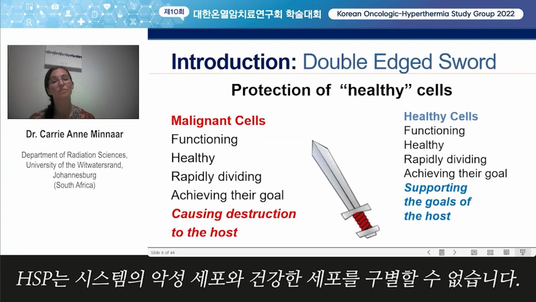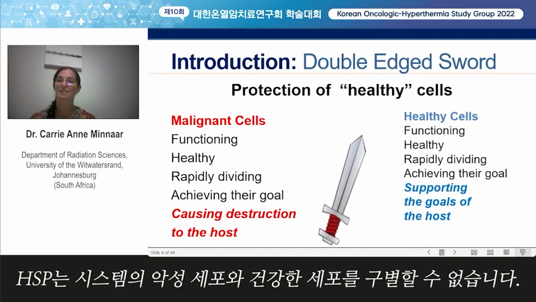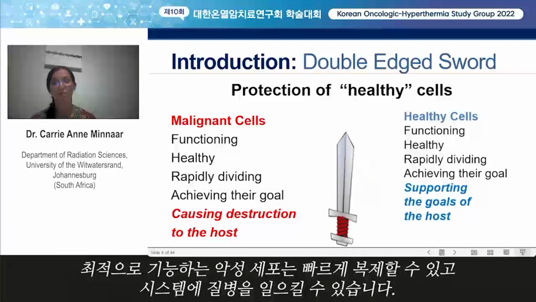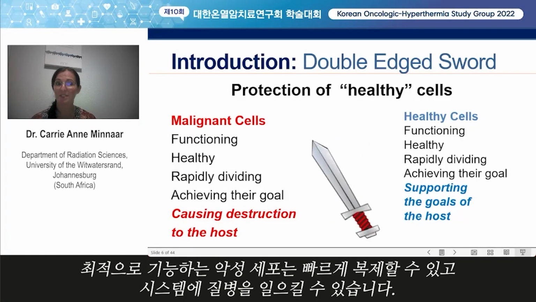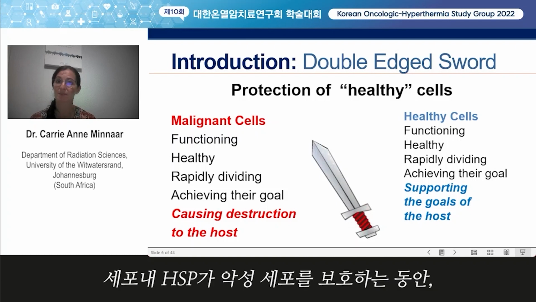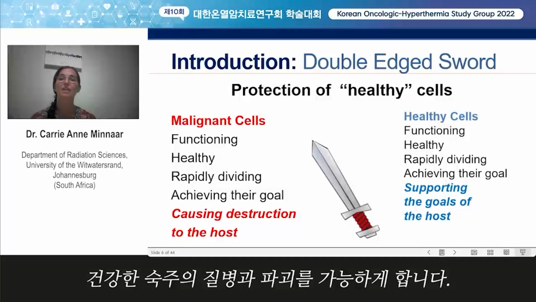HSPs are not able to differentiate between a malignant cell in a system and a healthy cell in a system. They are concerned only with the cell in question. So a malignant cell that is functioning optimally is able to replicate rapidly and cause disease to the system. A functioning malignant cell is protected by the intracellular HSPs. While the intracellular HSPs are protecting the malignant cell, they're enabling the disease and destruction of the healthy host.